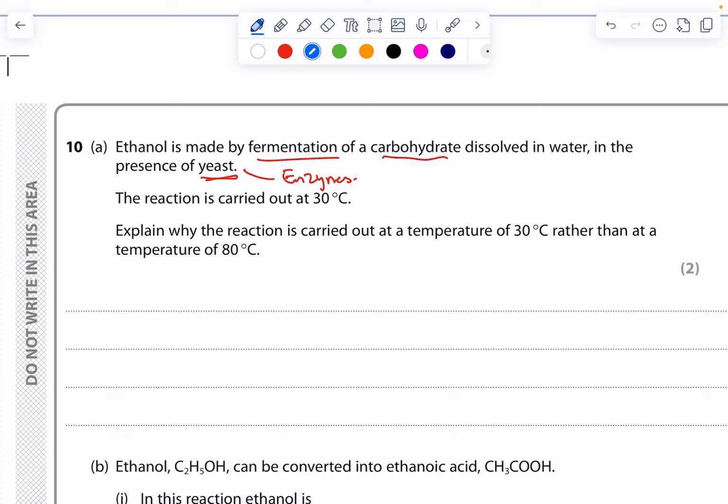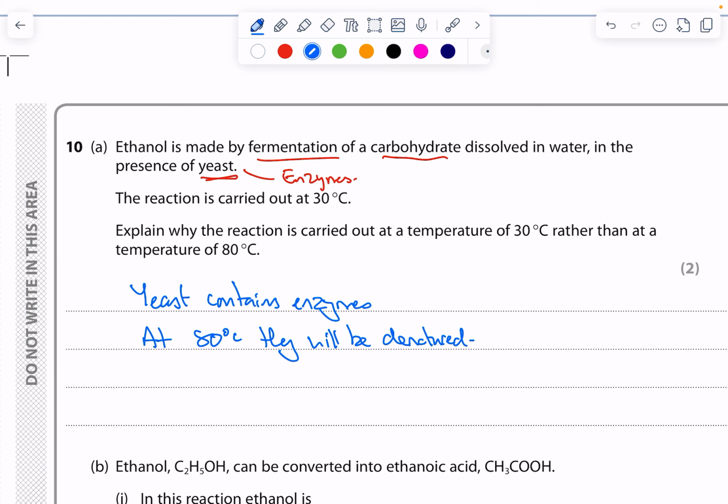So that is because yeast contains enzymes, and if they get to 80 degrees, they will be denatured. And if they're denatured, they stop working.